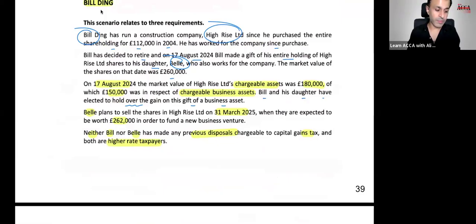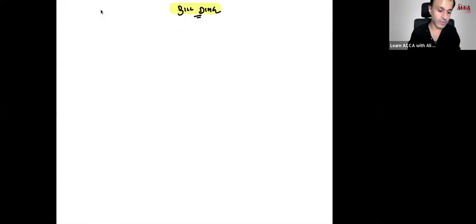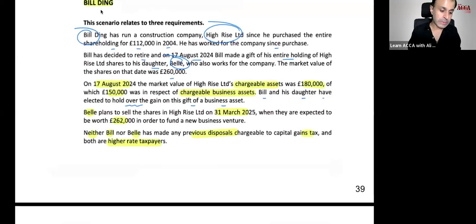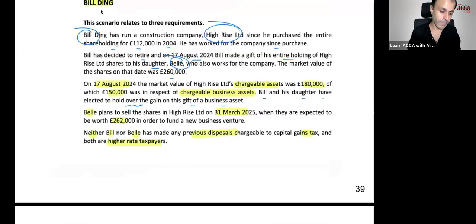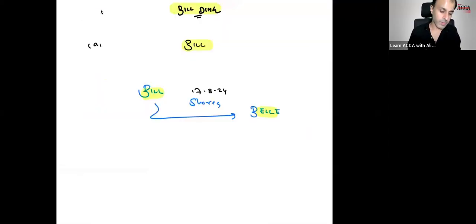So two parties are involved. We'll start off with Bill first, and we are solving part A. So I will first of all name the parties. Bill is the father, and then Belle will come after. This is Bill, and this is Belle. And he is gifting all of his shares to his daughter on 17th of August 2024. These shares were acquired by Bill in the past for 112,000, and the market value on the date the shares were gifted was 260,000.